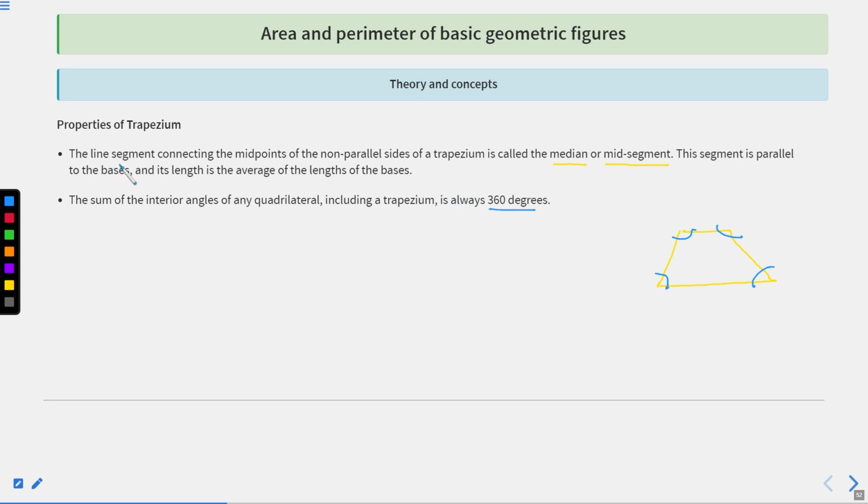In the first statement, it says a line segment connecting the midpoints of the non-parallel sides. So these are the two parallel sides, and this one is the non-parallel side in the green color. So let us connect the midpoints using this line. It is called the median or mid-segment, and this segment is parallel to the bases. So this segment is parallel to this line.